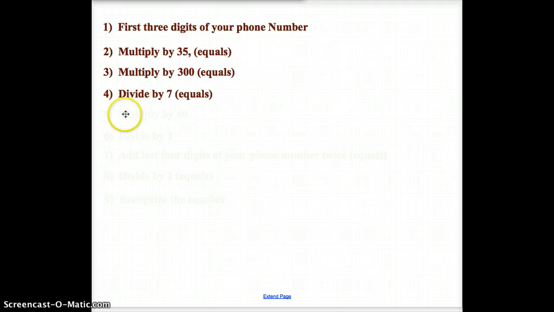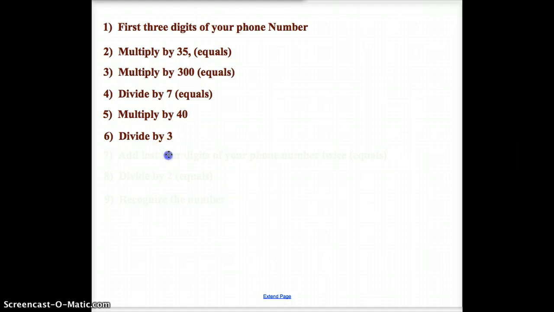Step 5, multiply by 40. Hit equals. Sorry, I didn't write that right there. I should have. Step 6, divide by 3. Hit equals. I must have got lazy. I'm not even writing hit equals anymore, but I mean to.